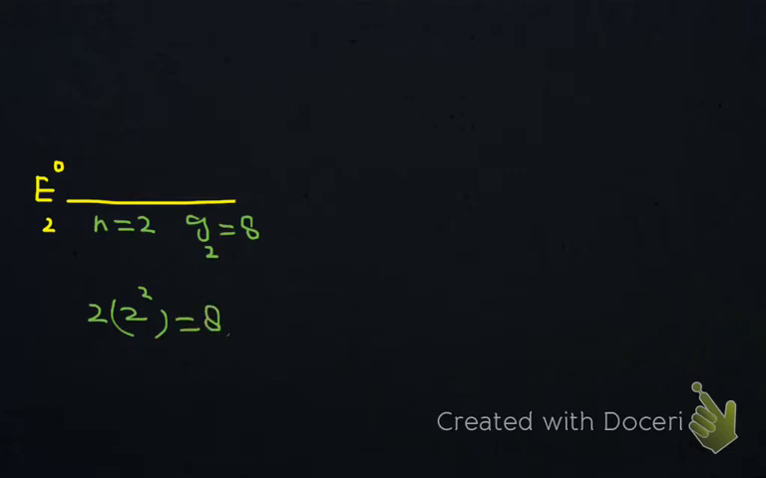Again, the levels are designated on the basis of n, l, ml and ms. So we have n equal to 2. For l we have two options, 1 and 0. So we write it for 0. If l is 0, ml should be also 0 and ms is always plus minus half.